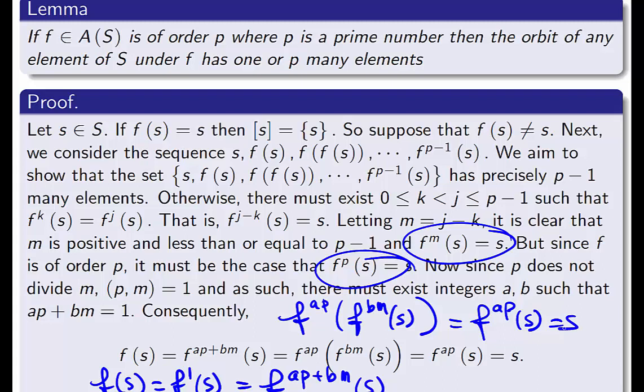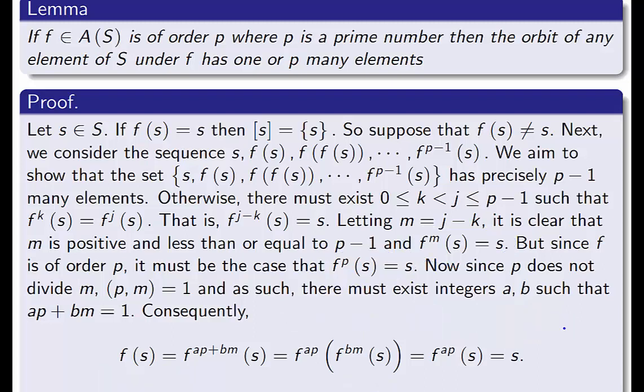All right, so far we proved that f of s must be equal to s, but this violates the assumption that f of s is not s, and that gives us the desired contradiction. So we have proved the lemma.